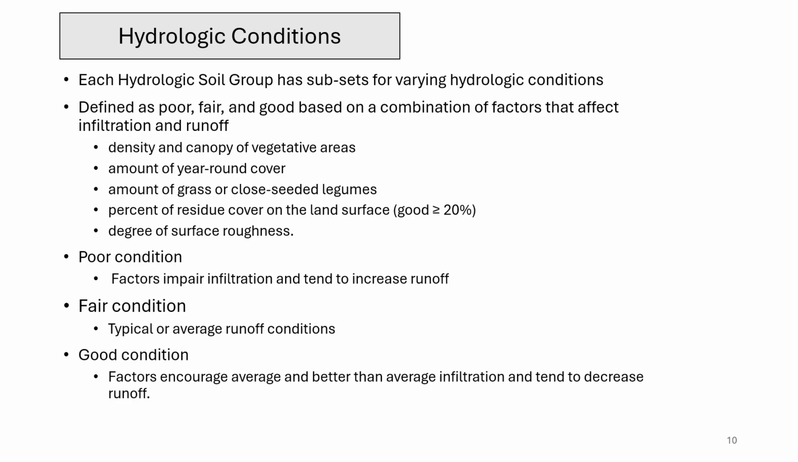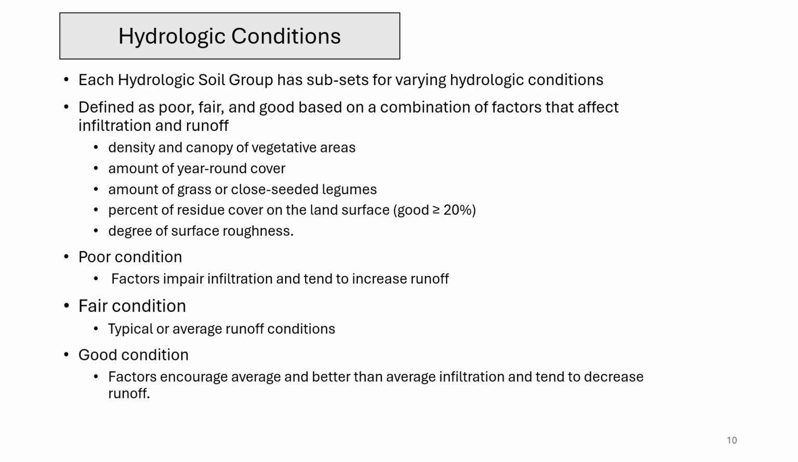Under poor conditions, the factors present tend to impair infiltration and significantly increase runoff. This means less water soaks into the ground. Fair conditions represent typical or average runoff scenarios, serving as a baseline. Finally, good conditions are those where factors actively encourage average and often better than average infiltration, thereby tending to decrease runoff. These land conditions, which govern how much rainfall becomes excess runoff, were critical in simulations.